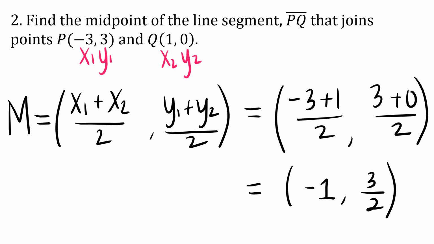I would be fine if you wrote that as 1.5. If you wrote 1.5 instead of 3 over 2, I would be fine with that.